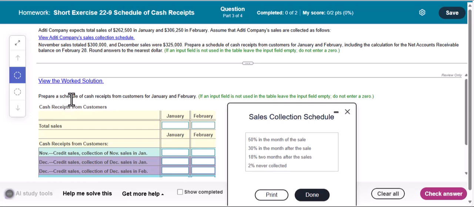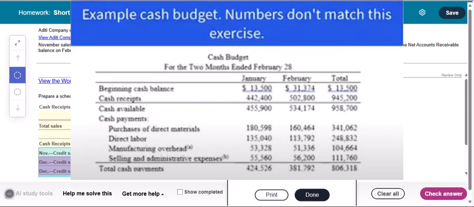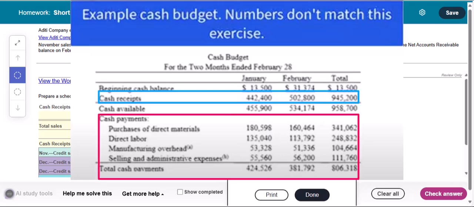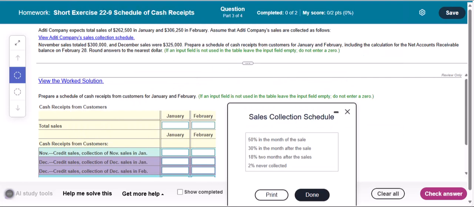So here we have prepare a schedule of cash receipts from customers for January and February. So when we do a cash budget, the two main parts are the cash receipts and the cash payments. So on this exercise, we're working to get these two numbers right here, 442,400 and 502,800. Note these numbers do not coincide with this problem. This is just an example of a cash budget. So in this exercise, we're going to figure out how much cash we're going to receive in each month.